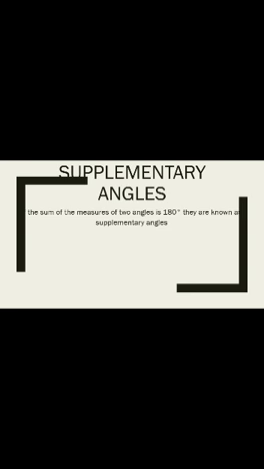In our last lecture, we learnt about complementary angles. The definition of complementary angles is that if the sum of the measures of two angles is 90 degrees, then they are known as complementary angles. Today, we are going to learn about supplementary angles. If the sum of the measures of two angles is 180 degrees, then they are known as supplementary angles. Again, I am repeating: if the sum of the measures of two angles is 180 degrees, then they are known as supplementary angles.